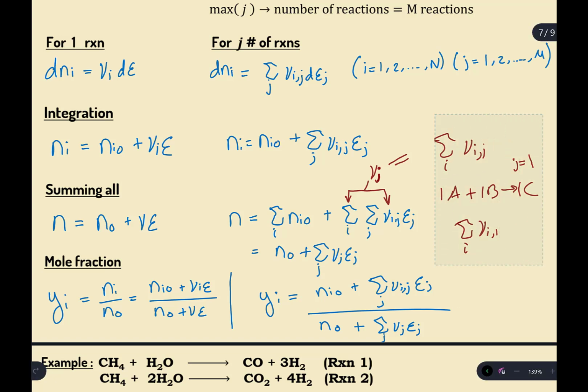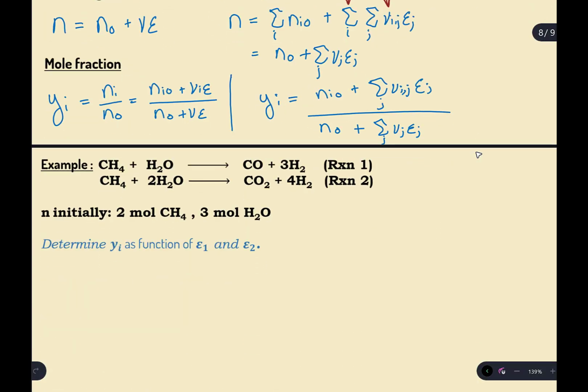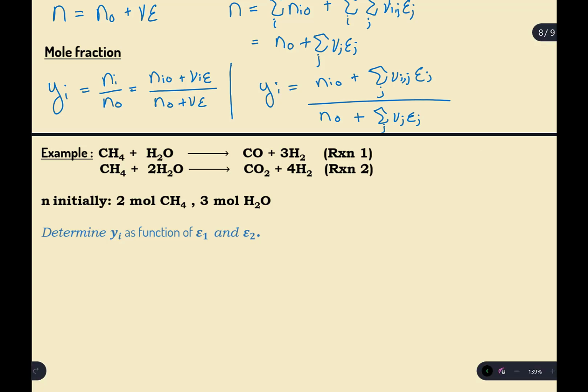Alright, so let's just erase that. Now we're going to do an example. In this example we have simply 2 reactions.